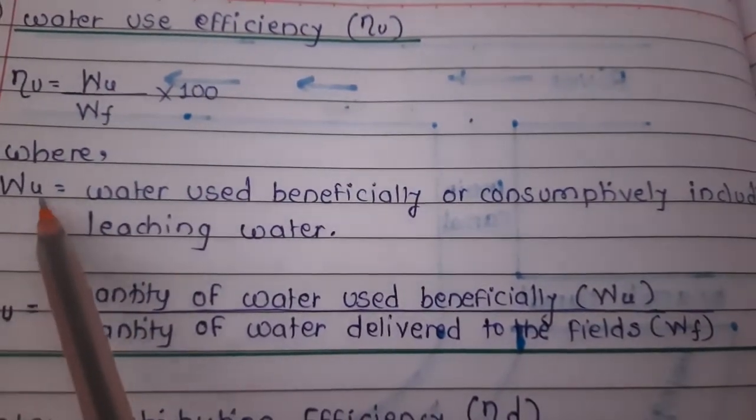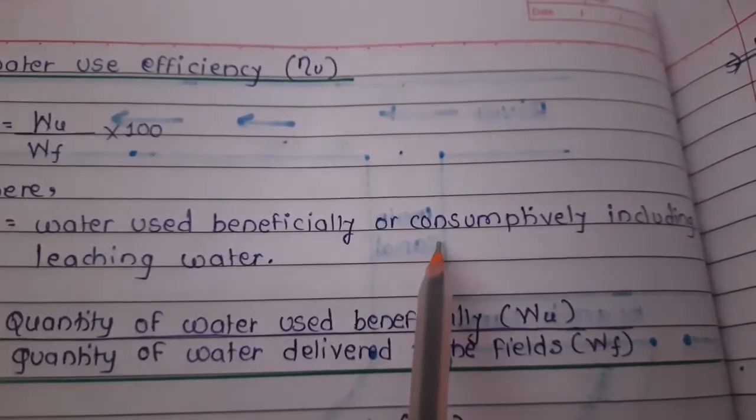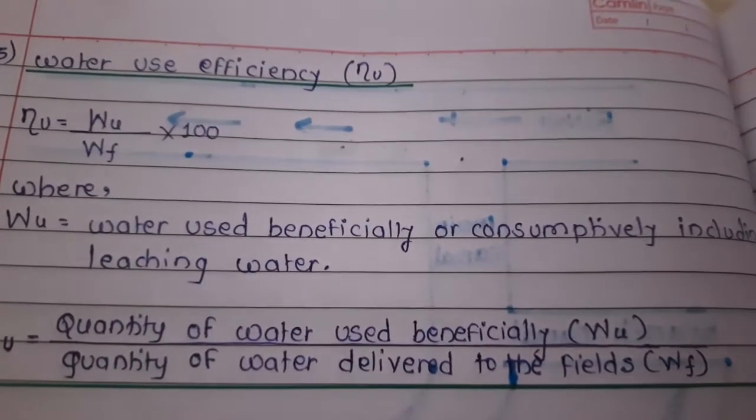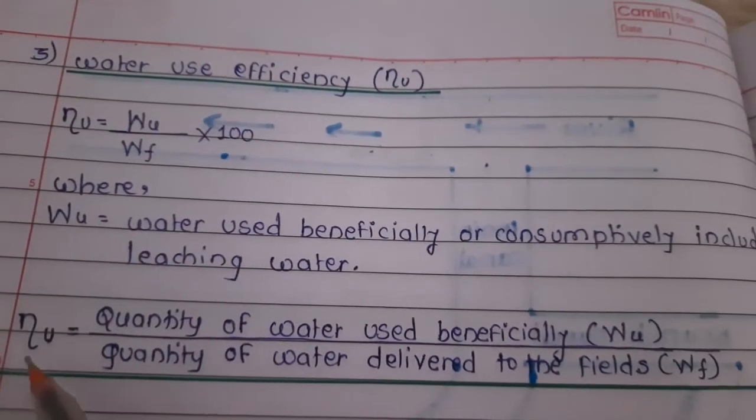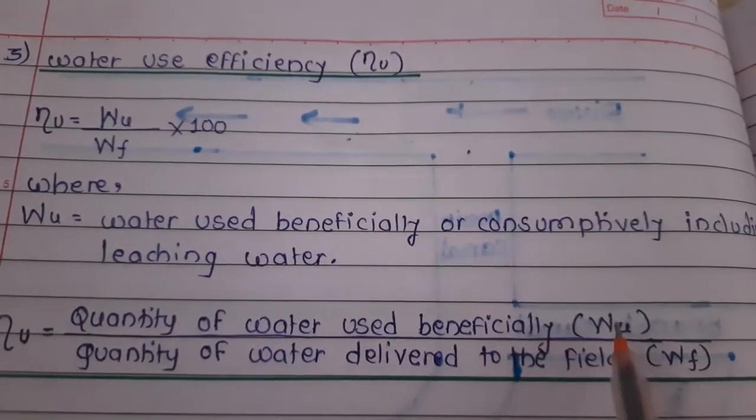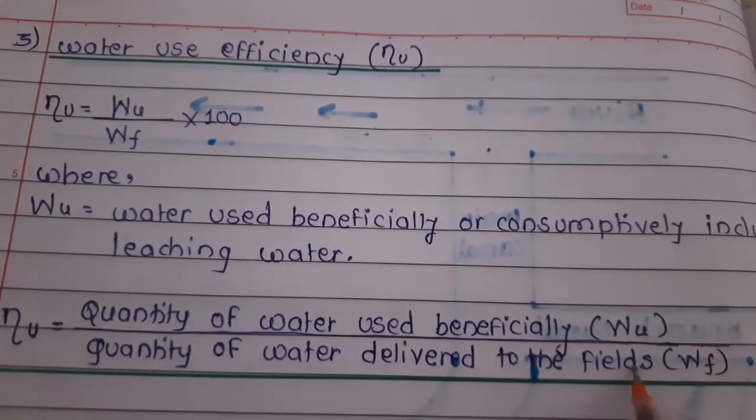What is the Wu? Water used beneficially or consumptively, including leaching water. Eta U is equal to quantity of water used beneficially upon quantity of water delivered to the fields.